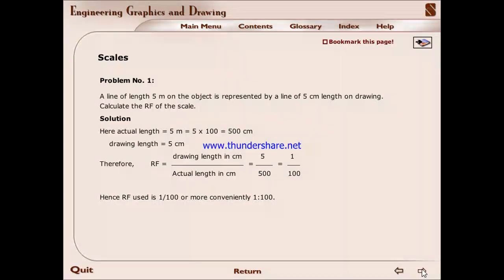Now the problem number 1. A line of length 5 m on the object is represented by a line of 5 centimeters length on the drawing. Calculate the representative fraction of the scale. For the given problem, the solution is: actual length is 5 meters, that is 5 into 100, that is 500 centimeters. Drawing's length is 5 centimeters. So the RF will be calculated as drawing length in centimeters by actual length in centimeters, that is 5 by 500, that is 1 by 100. Hence RF used is 1 by 100, or more conveniently 1:100.